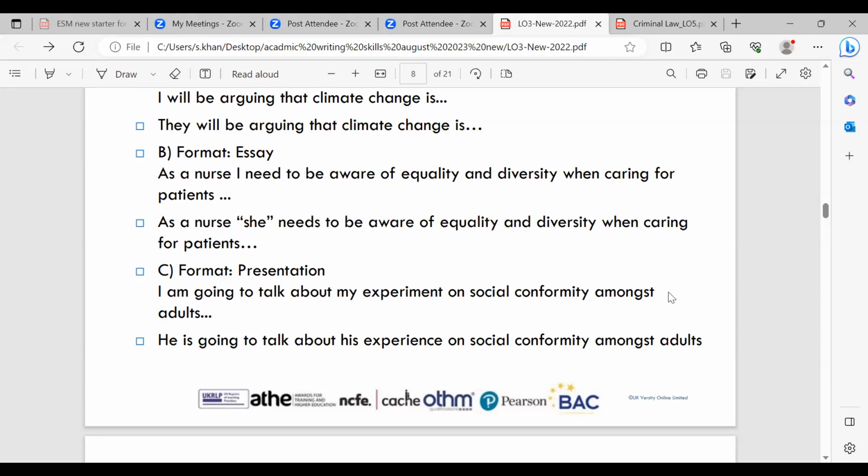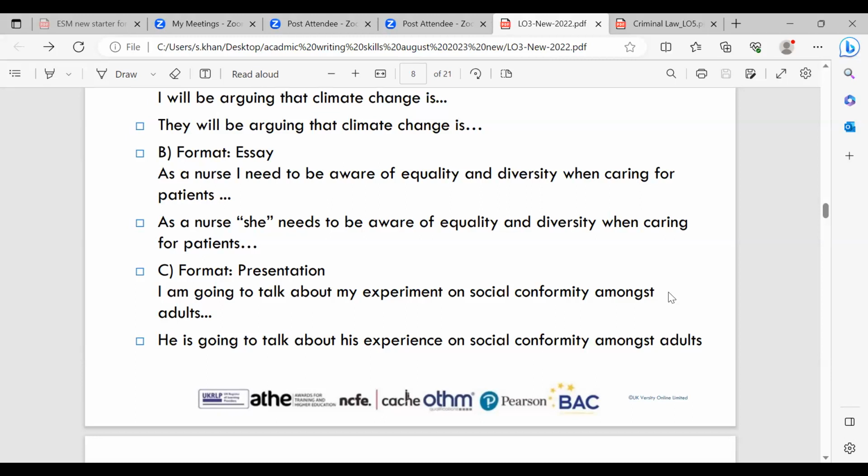So if you're putting in they, that's the third person, yes? So the first person is I, and the third person is they. They will be arguing that climate change is.